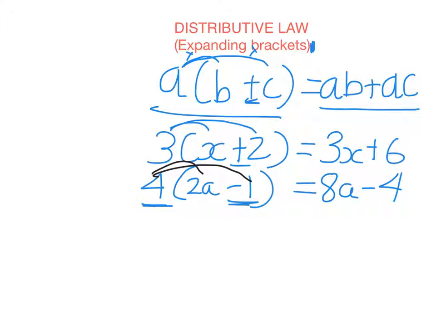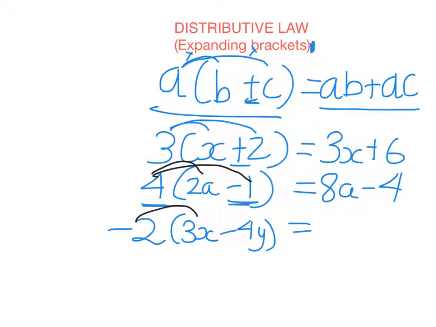Let's look at another example. Let's say I have minus 2 outside of 3x minus 4y. I distribute the minus 2 to the 3x. Minus 2 times positive 3 is negative 6, because a negative times a positive gives a negative. So negative 2 times 3x is negative 6x. And now I distribute the negative 2 to the 4y. Negative 2 times negative 4 is now positive 8. So it's minus 6x plus 8y.